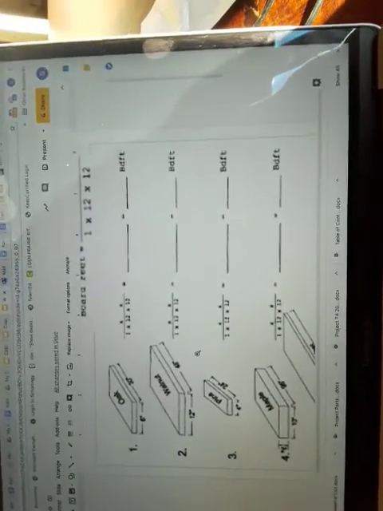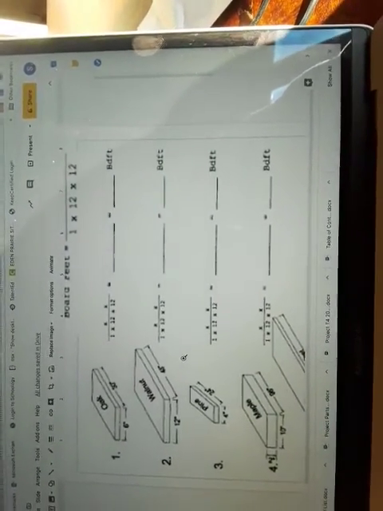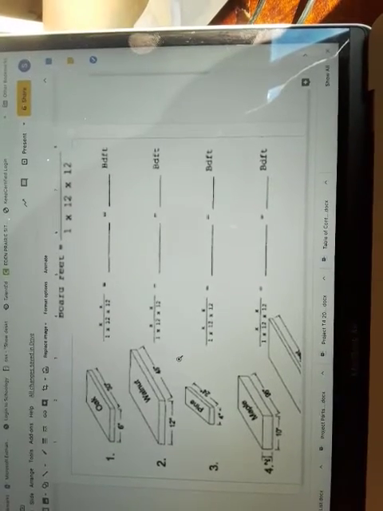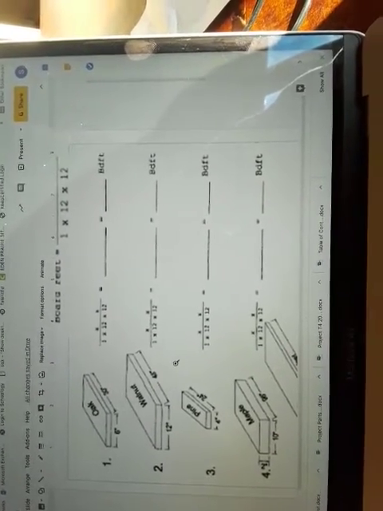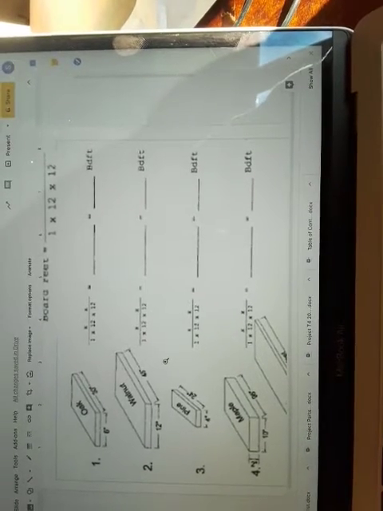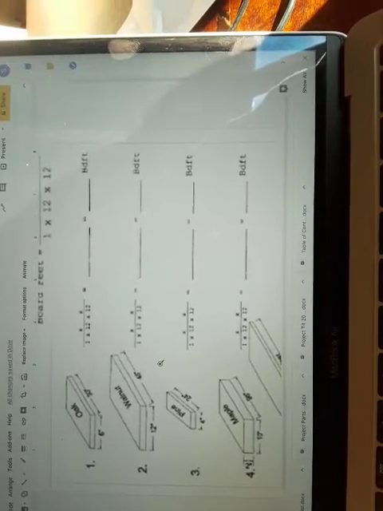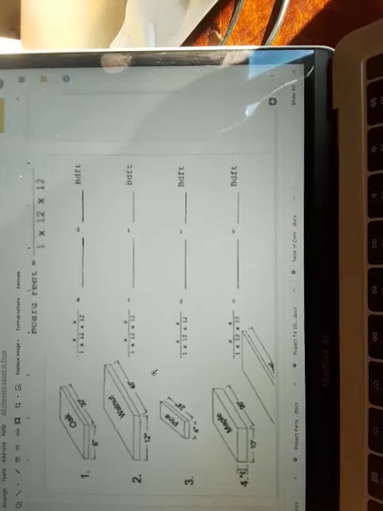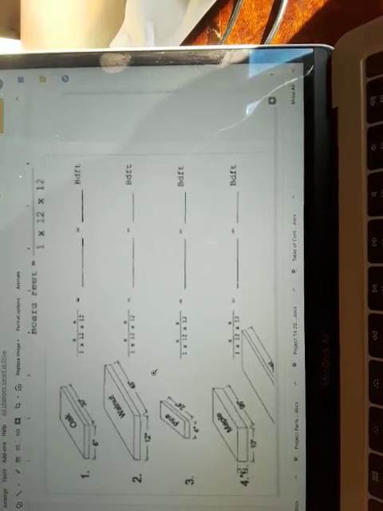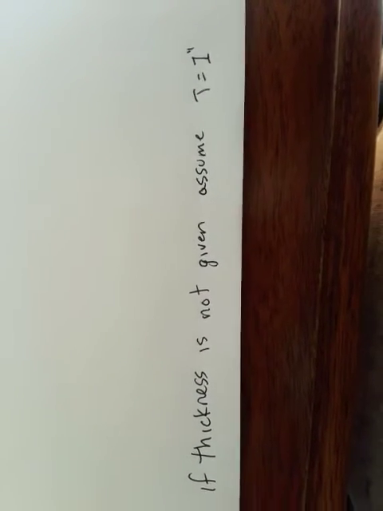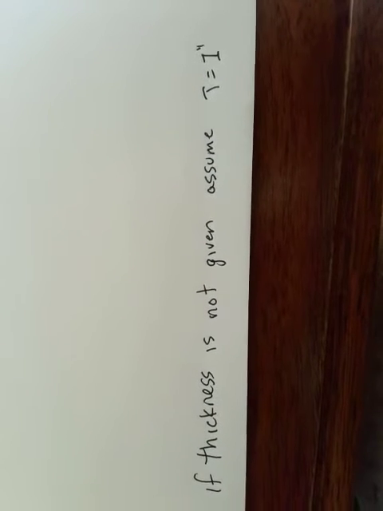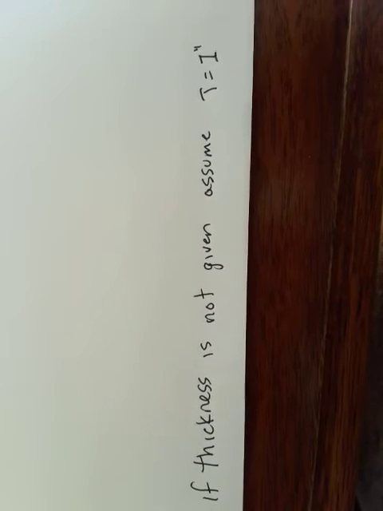On Schoology, I'll have this worksheet for you to do. I will ask you to put this on a separate piece of paper, and we'll run through an example here as we progress. One thing I want you to note, though: if the thickness is not given to you, assume that it is 1 inch. I just put a little note down there, so make sure you incorporate that. Actually, that will be a good way to see if you watch this entire video.